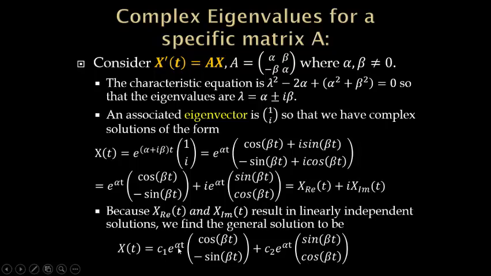So C1 e to the alpha t, the real part, and then this is a constant multiple times the imaginary part. Why do I prefer this explanation over the other? Because you might be working with systems that are completely in real numbers, so it doesn't seem fair to then extend it to complex and then go back to real.